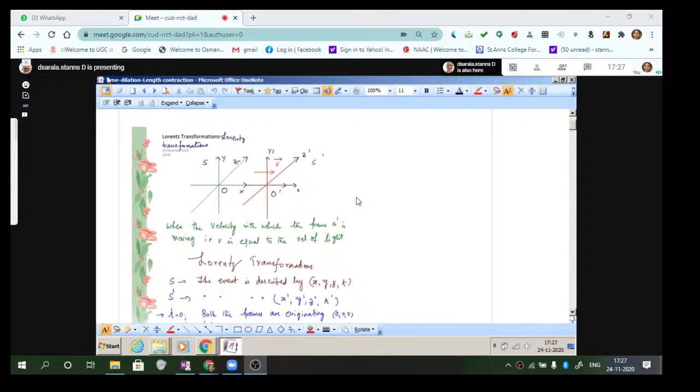So let us now discuss these Lorentz transformation equations and its consequences. So what consequences are we doing? Basically, these are the consequences of Lorentz transformation equations. Okay.